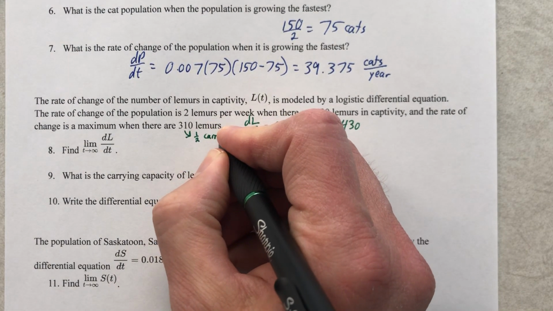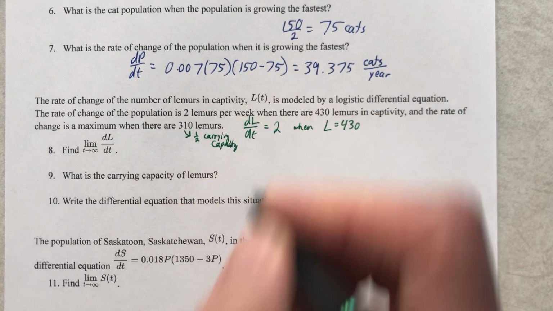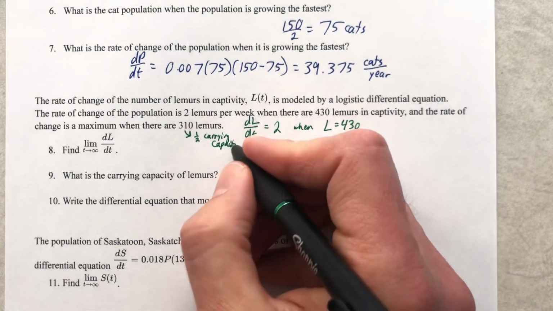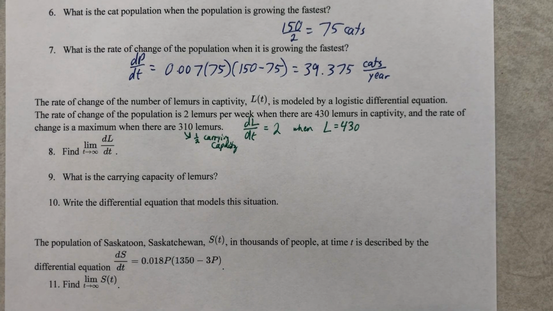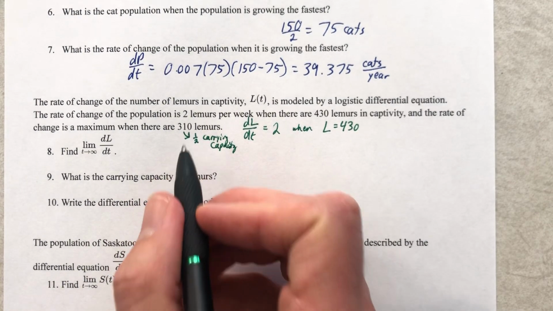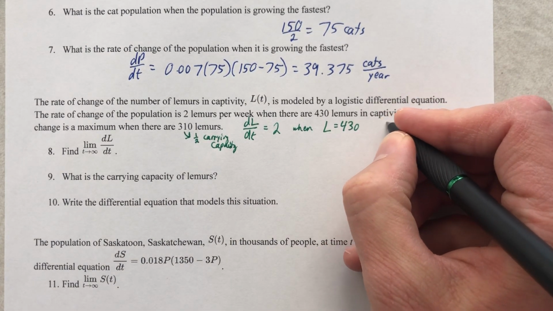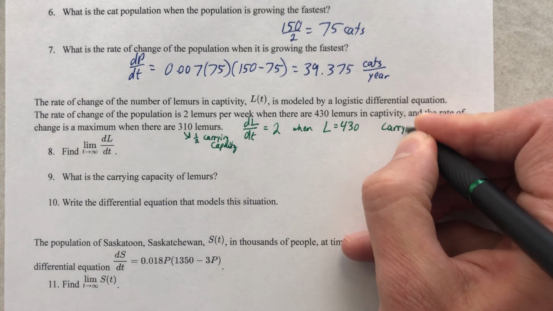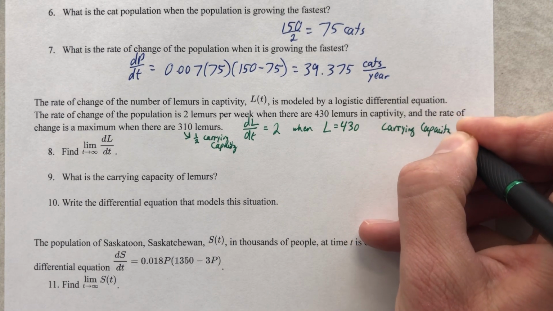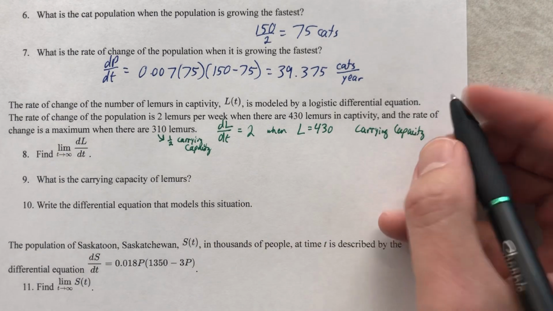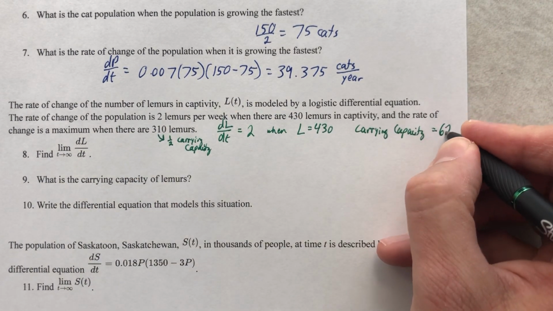So carrying capacity. That is my maximum carrying capacity. Well, that's half of it. So my carrying capacity, again, normally known as L, can't do that in this case because we're using L in other contexts, is equal to 2 times that, which would be 620.